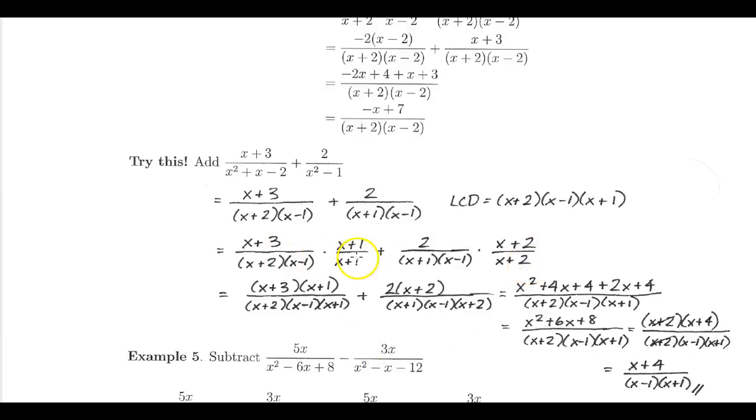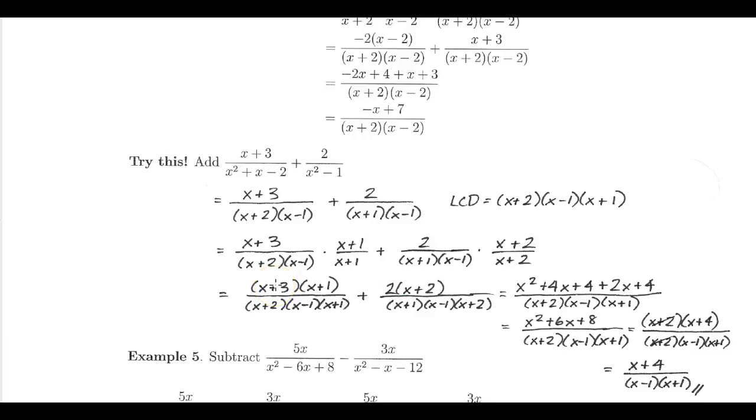So if I multiply these two fractions and these two fractions, I'll get a common denominator. So I have (x plus 3) times (x plus 1) over (x plus 2) times (x minus 1) times (x plus 1). And I have 2 times (x plus 2) over (x plus 1) times (x minus 1) times (x plus 2). So what's cool about that now is I have a common denominator.